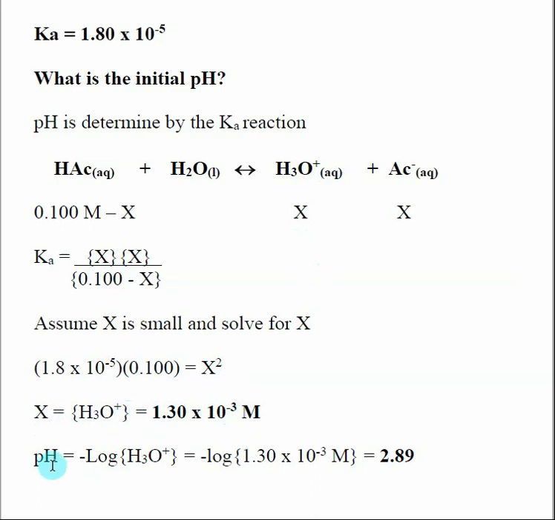Then all we have to do is plug it into the pH expression. pH is equal to the negative log of the concentration of hydronium. Well, we just found that. Plug that in. Our pH is 2.89.